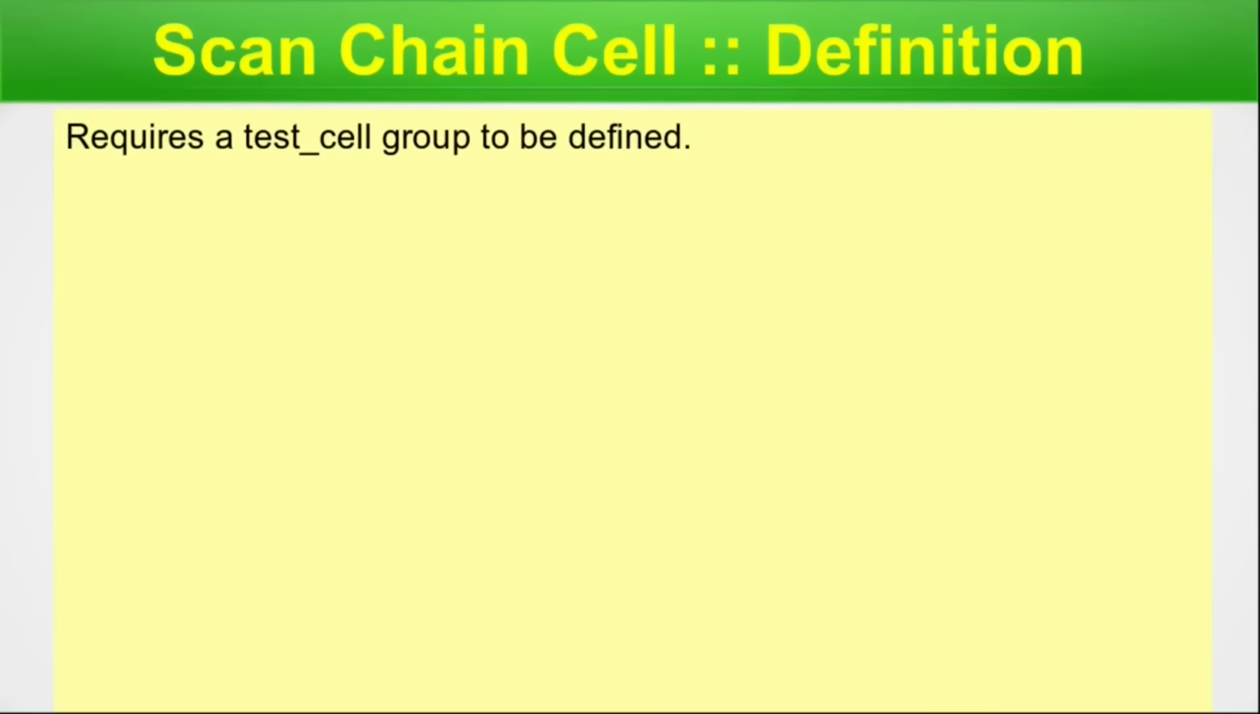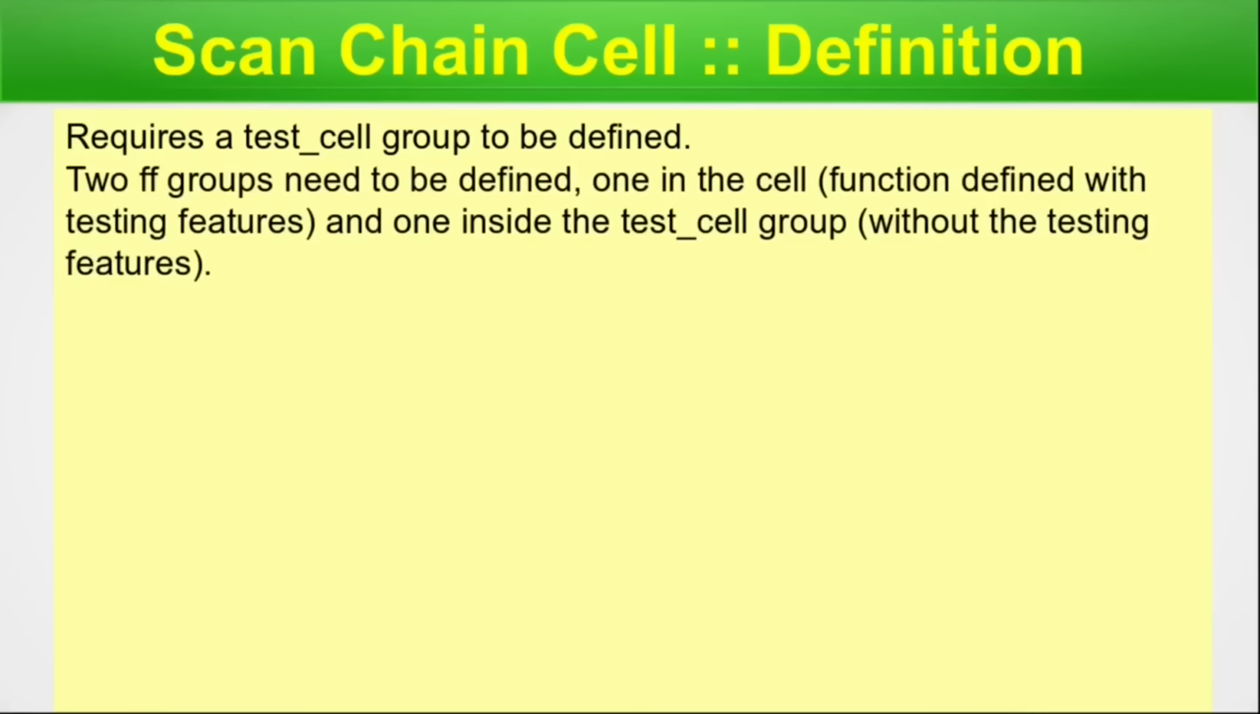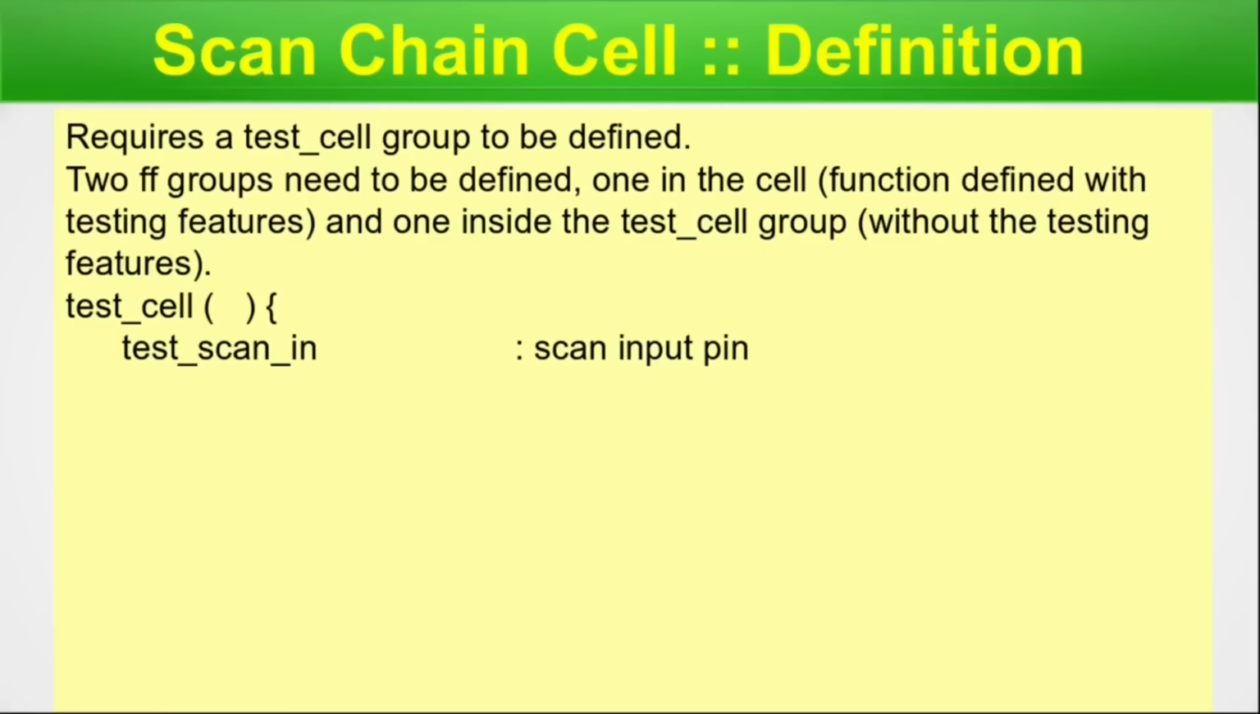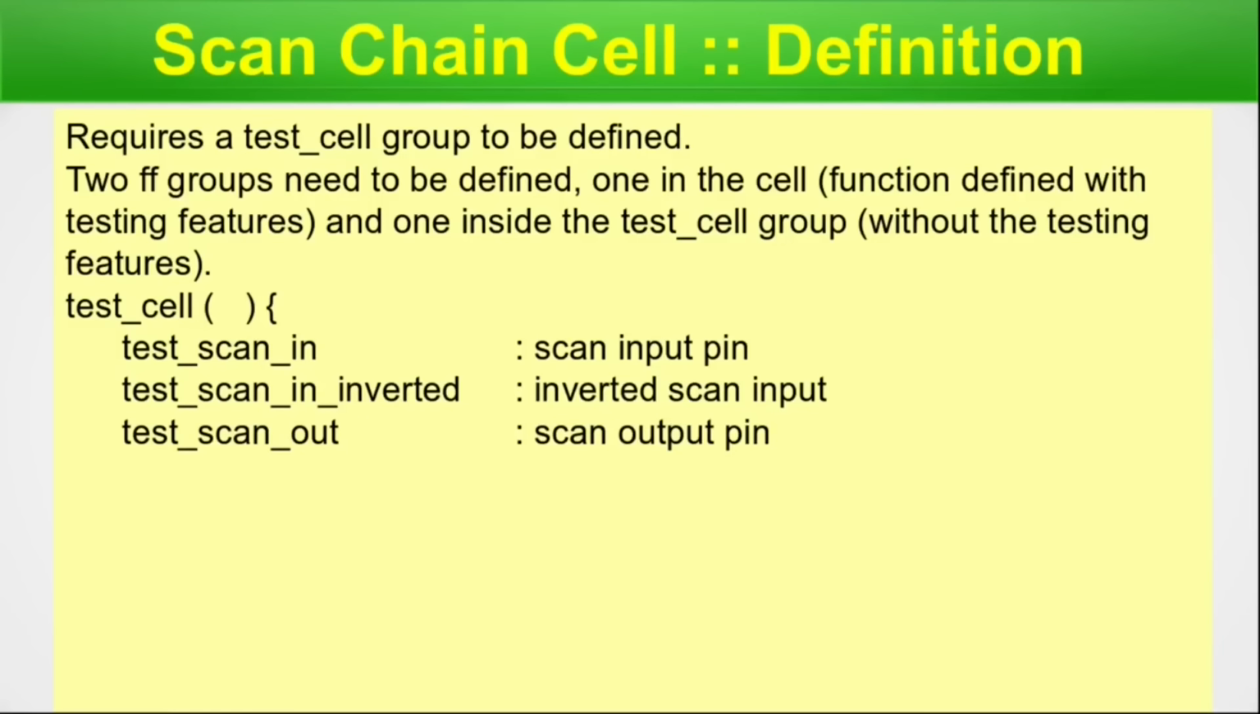So this is about the structuring of the .lib file. Two flip-flop groups need to be defined, one in the cell function defined with testing features and one inside the test cell group without the testing feature. So there will be two sections where we have the presence. Test cell. Then come test scan in, the scan input pin name goes here. Test scan inverted, inverted scan input. Test scan out, scan output pin.